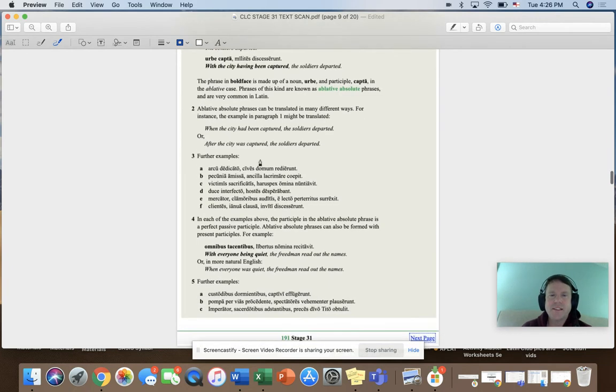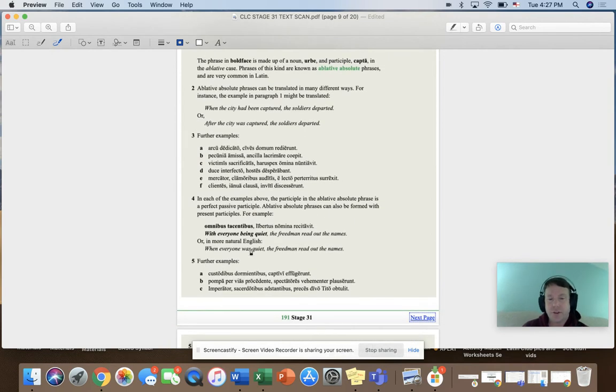Every single one of these examples in number 3 here, A through F: with the arch having been dedicated, with the money having been lost, with the victims having been sacrificed, with the leader having been killed, with the shouts having been heard, with the door having been closed. I'm hoping that I'm sounding really repetitive because that's the point. With the blank having been blank, this is an ablative absolute.